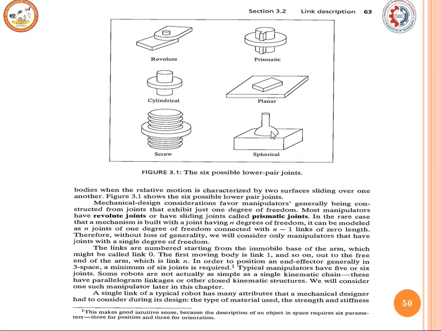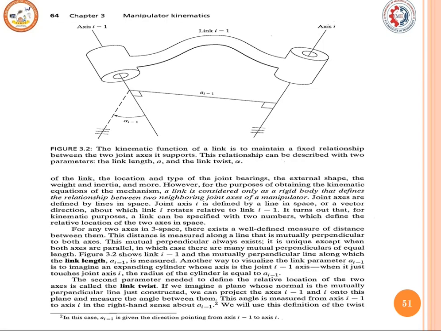Here the links might be numbered zero and one. Zero means it is fixed. If it is a moving body, it is named 1. In 3-dimensional space, a minimum of 6 joints are required to define the motion. A typical manipulator may have 5 or 6 joints. Robots are not actually a single kinematic chain. They have parallelogram linkages or other closed kinematic structures. We'll consider one such manipulator designed with the help of a robot in the present slide.